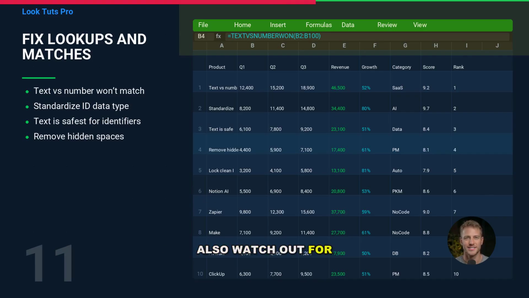Also, watch out for spaces. Data copied from web pages can include hidden spaces that break matches. A quick cleanup is trimming spaces and then locking the result as values. Once your IDs are consistently stored as text, matching becomes reliable, and you stop chasing "why didn't it find it" problems that are really just data types fighting each other.